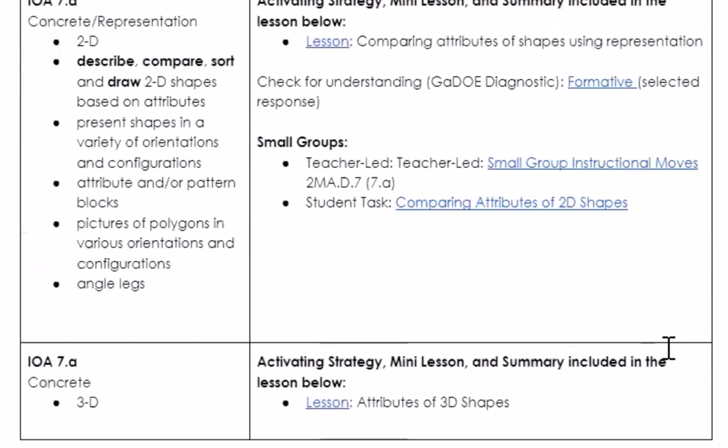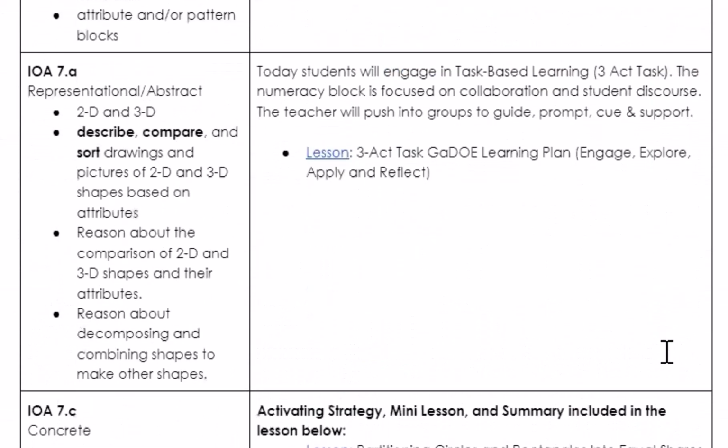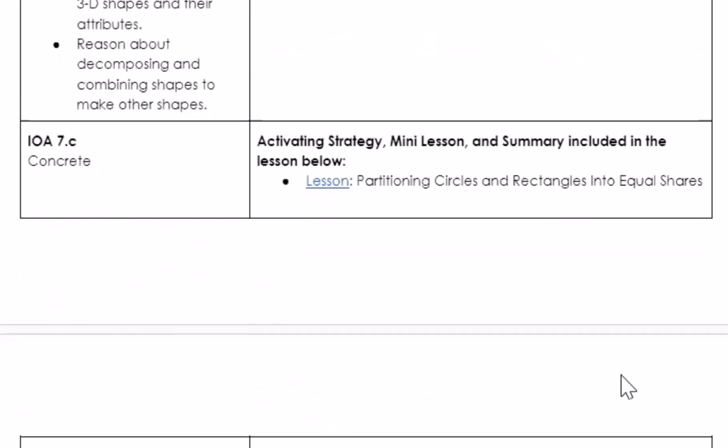After the first 3 concrete days of 7A, we have paced 2 days in the representational to abstract phases of the CRA progression. Students will engage in a task-based learning plan and a 3-act task, both provided by the Georgia DOE. Students have already spent some time describing, comparing, and sorting 2D and 3D shapes. So the main focus of these 2 days should be on students reasoning about 2D and 3D shapes.